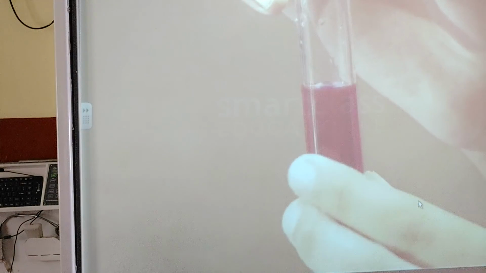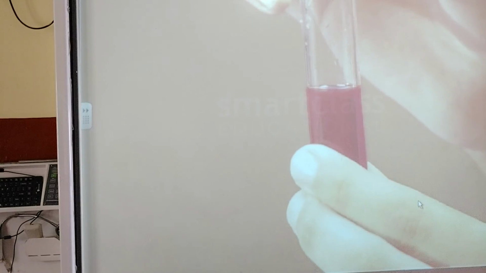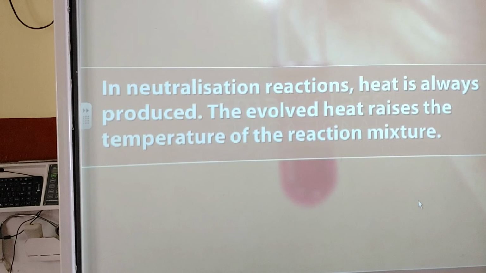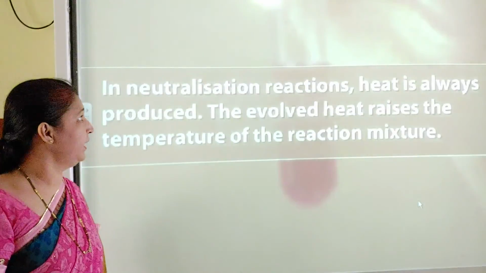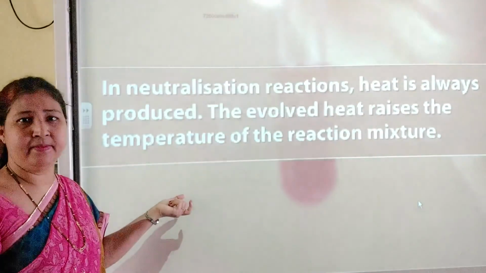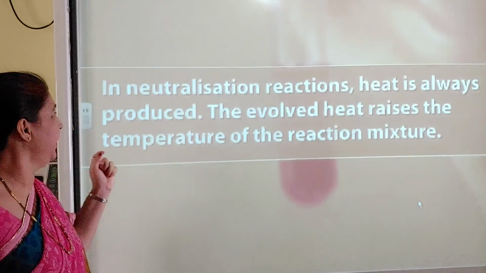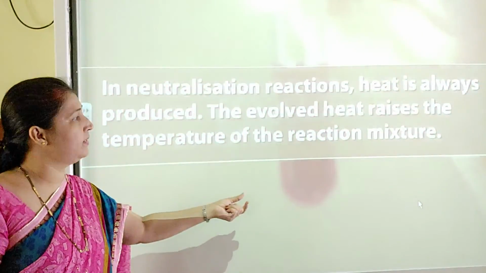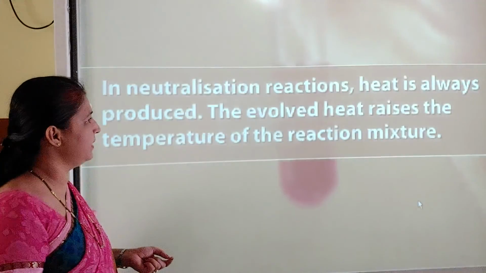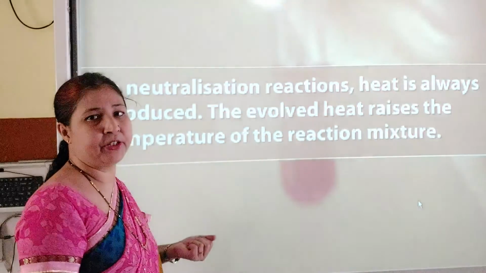Now touch the test tube. The test tube has become warm after the addition of sodium hydroxide. In neutralization reactions, heat is always produced. The evolved heat raises the temperature of the reaction mixture. So we had studied that neutralization is a reaction between an acid and a base to form salt and water. Through this experiment we see that in a neutralization reaction heat is always produced. When we added sodium hydroxide, heat was evolved. You touched the test tube and saw, isn't it? The evolved heat raises the temperature of the reaction mixture.